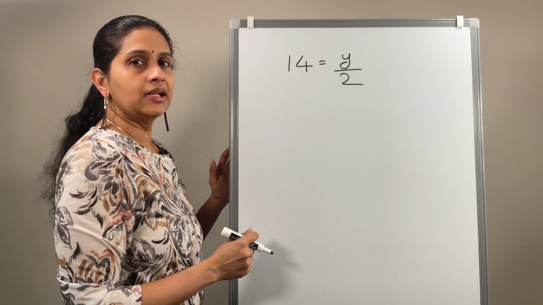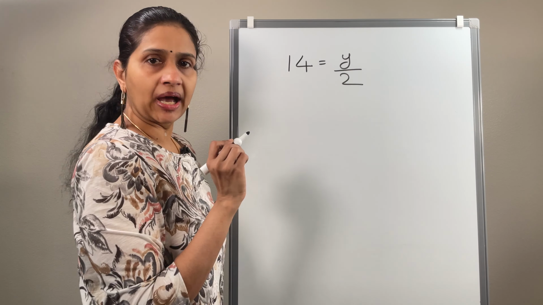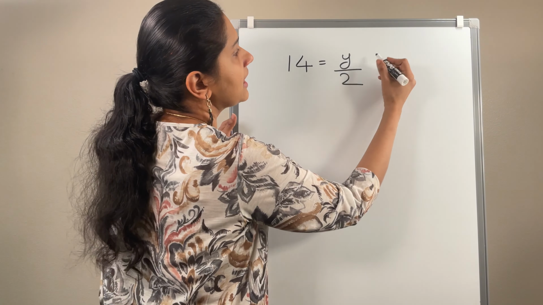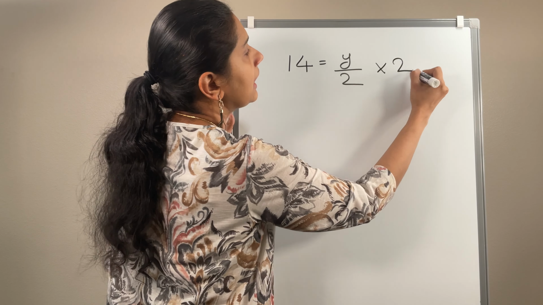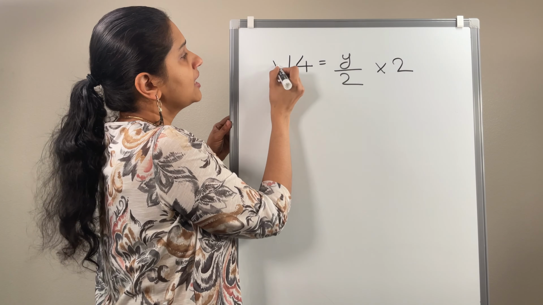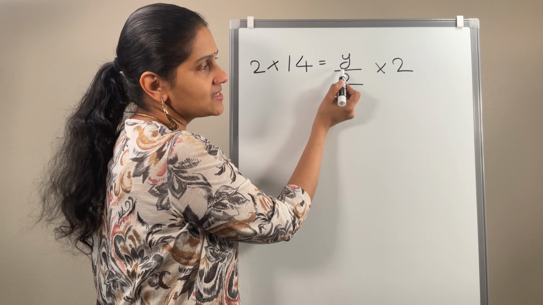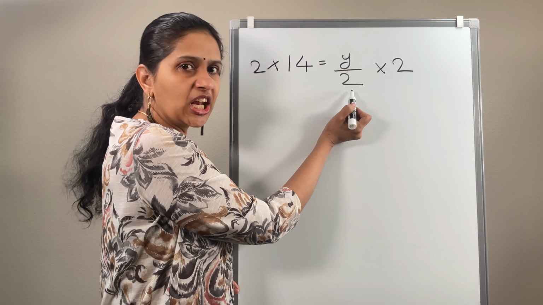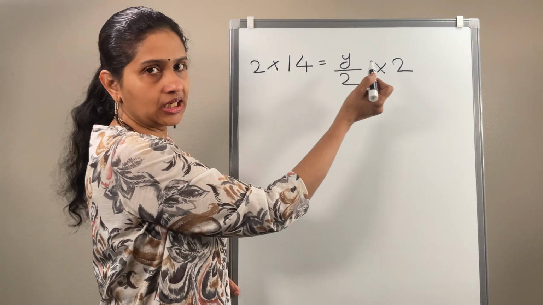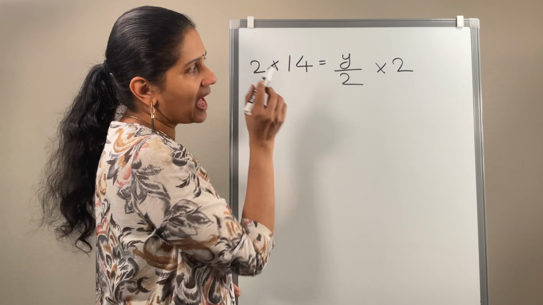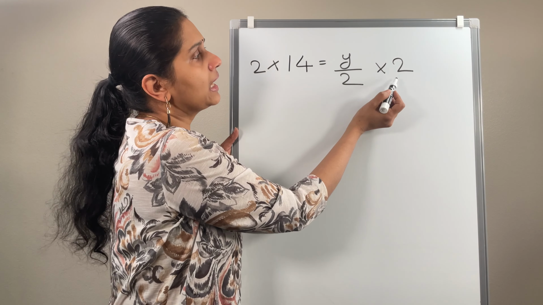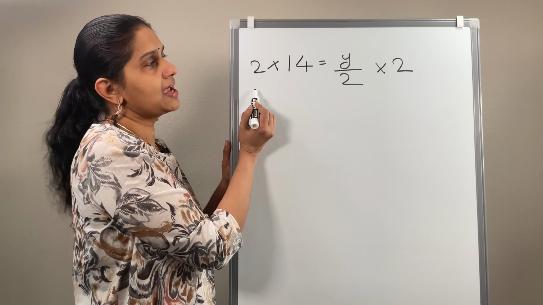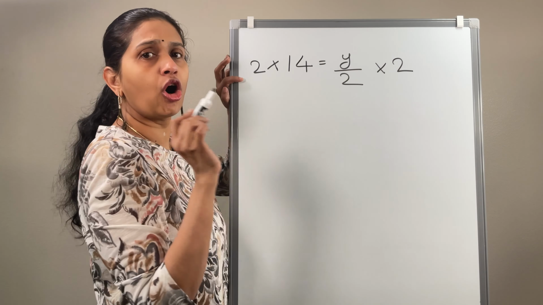Consider the example 14 equal to y by 2. The variable is on the right side. In order to isolate it, I am simply multiplying both sides times 2. Here, in order to isolate the variable y, I have to get rid of the number 2 at the denominator. That is why I am multiplying the numerator times 2. To balance the equation, when you multiply one side by a number, you have to multiply the other side also using the same number. That is why you are multiplying 2 on both sides.